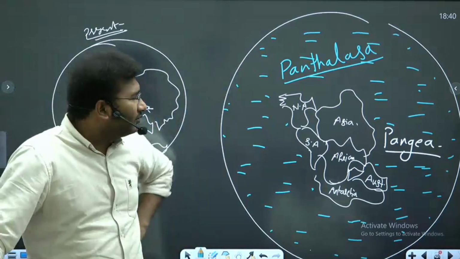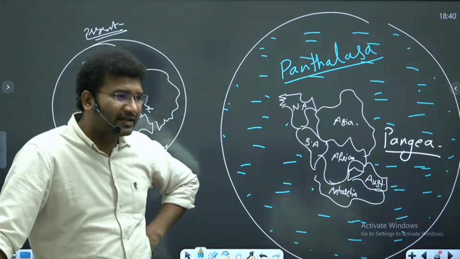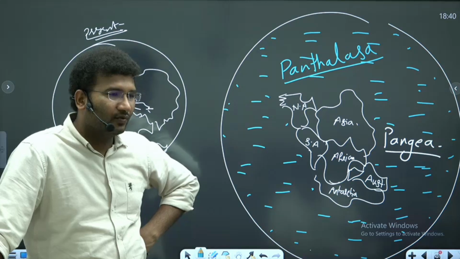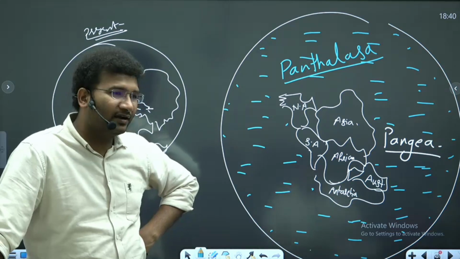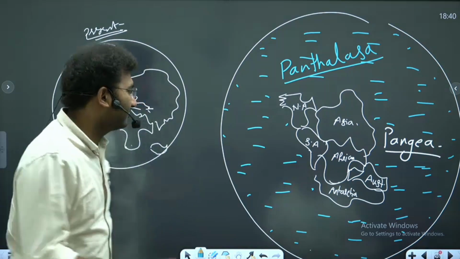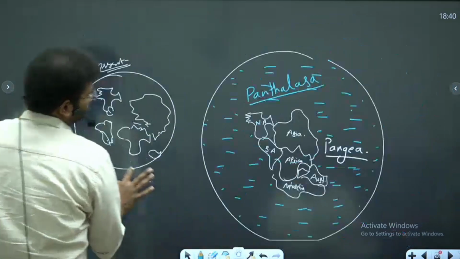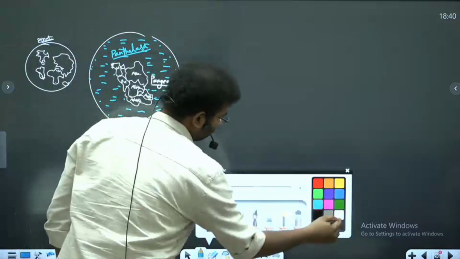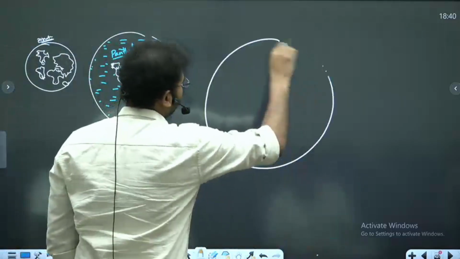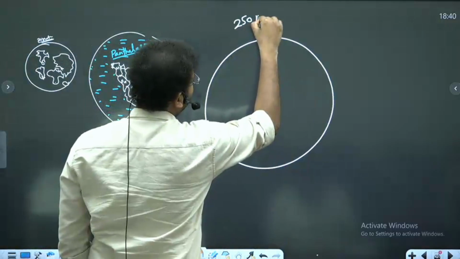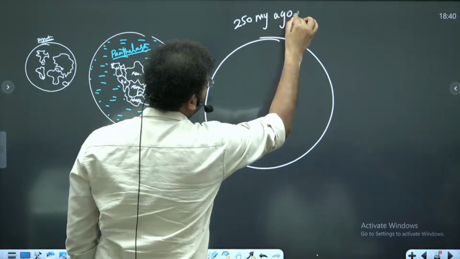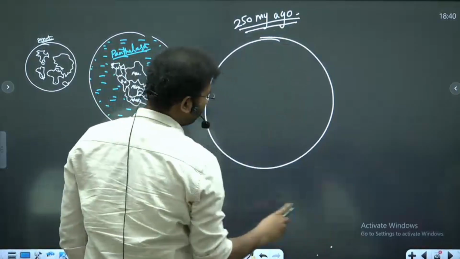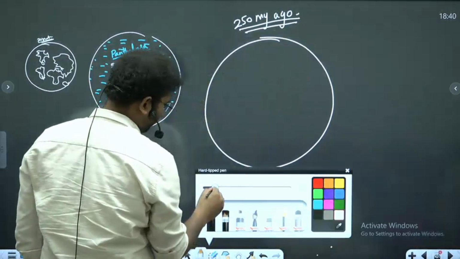Now, later he says that the entire Pangaea got divided into 2. One he calls Gondwanaland, the other one is Laurasia. This is around 250 million years ago. This was the time period. He says that the world is now divided into 2 parts.